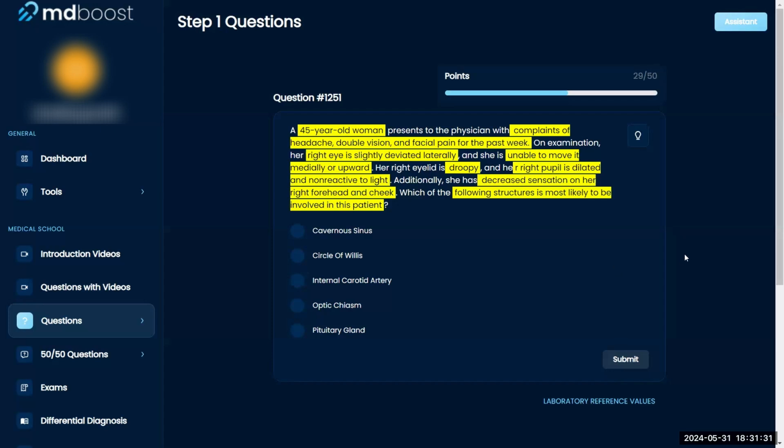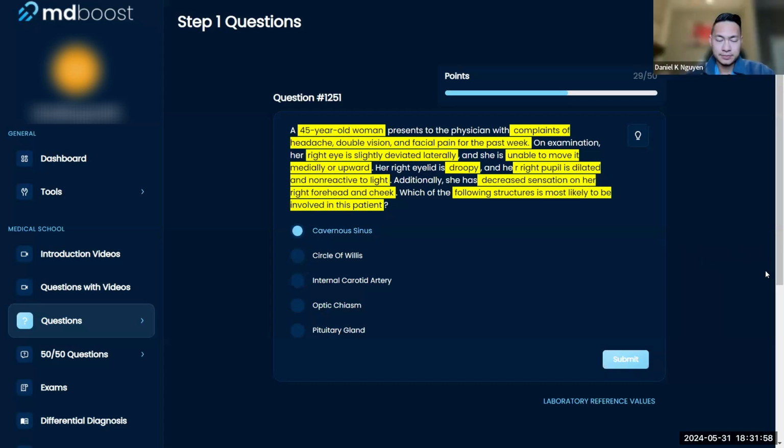Okay, so we have like an amalgamation of cranial nerve issues. So right eye slightly deviated laterally, okay, unable to move it medially or upward. Droopy eyelid. So I'm seeing like cranial nerve 4, cranial nerve 5, cranial nerves 5, 1, and 3. I'm leaning then, because all these areas are in the same place, at least in the skull, like the cavernous sinus is what I'm leaning towards.